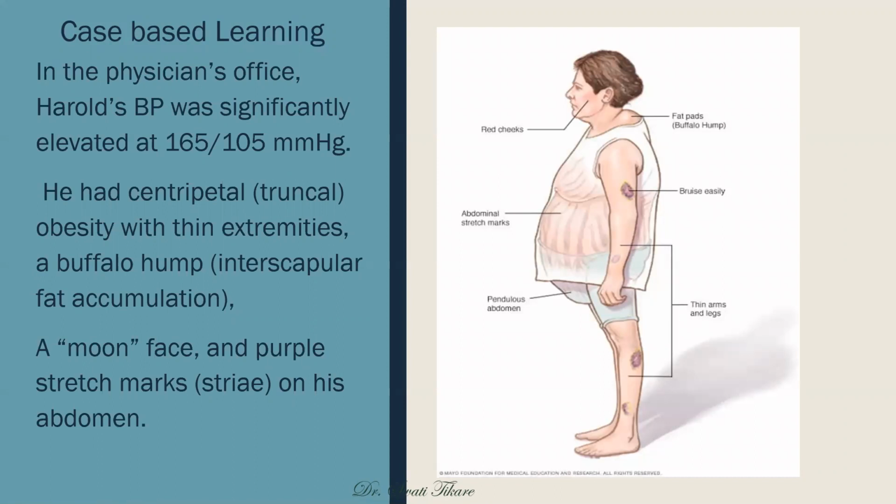So, if it was a woman, it would look something like that, probably the abdominal stretch marks, the round face, the fat on the back, that is the buffalo hump, and a pendulous lot of fat in the center, whereas the extremities were thin, the hands and the legs. And the blood pressure was high. So, these were all the findings of this person.